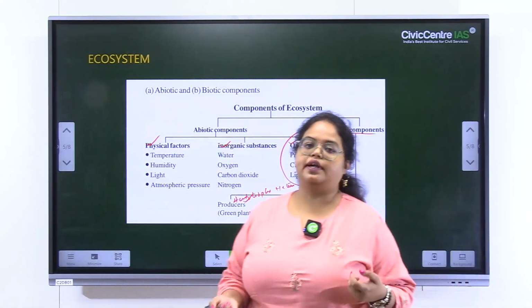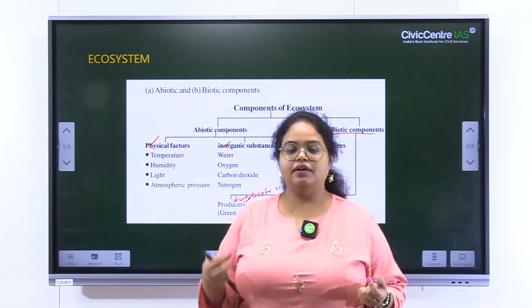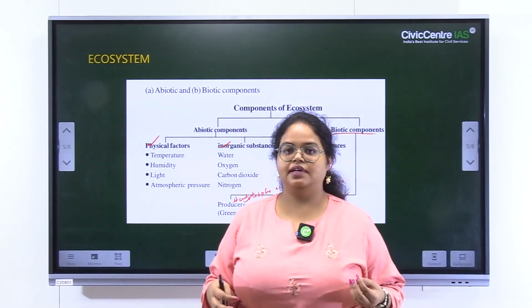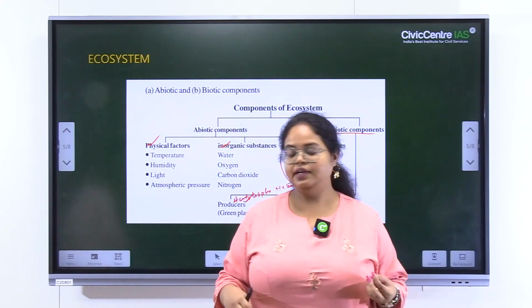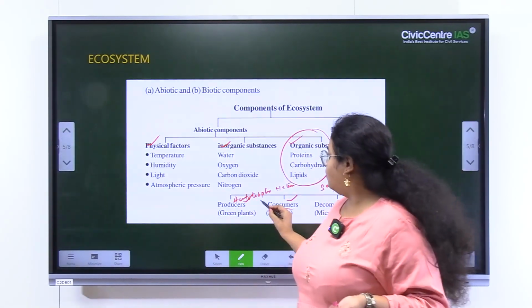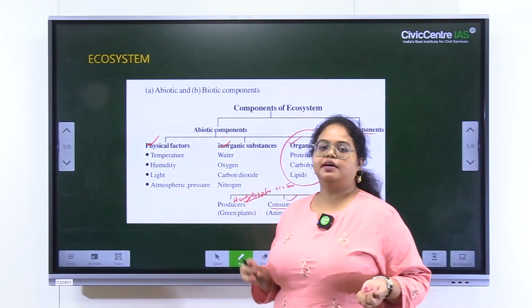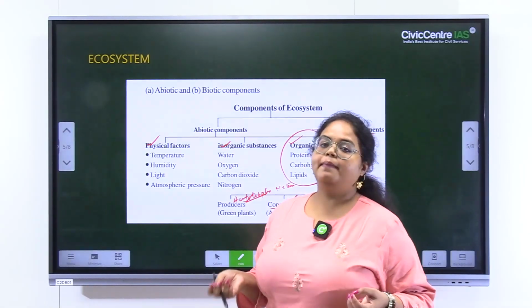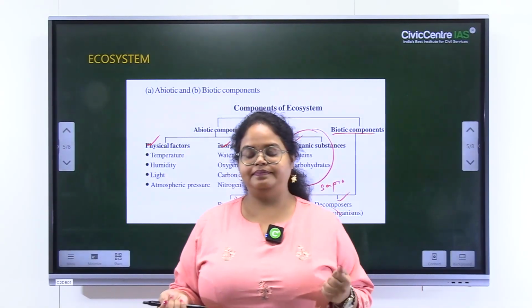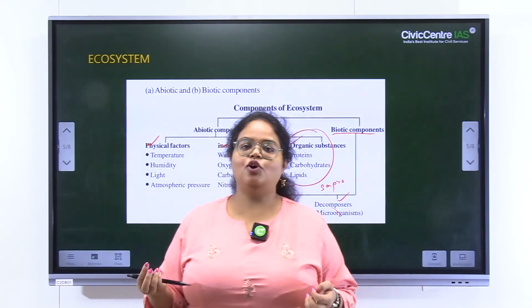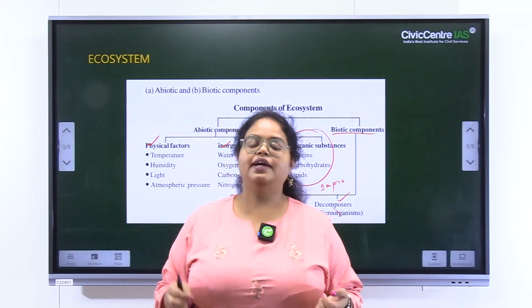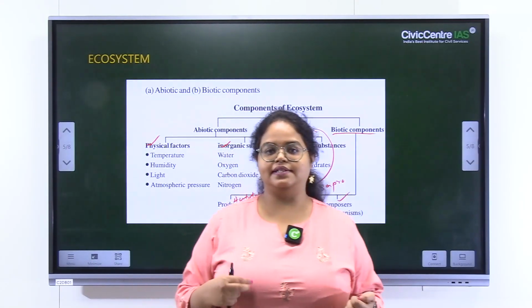So what are autotrophs? Autotrophs are organisms which feed themselves. They do not depend on other organisms and they produce their own food for their survival. Examples are mostly plants, and some bacteria also produce their own food using a process called chemosynthesis.